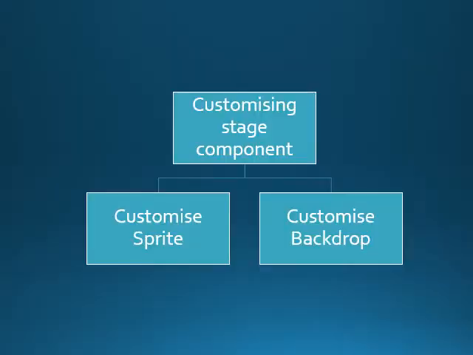Next topic is customizing the stage component. Children, customization is an act of producing the element in a different form. So we can customize the various stage components. The stage components can be customized to appear in various forms. For example, you can customize the sprite and you can customize a backdrop. So in your syllabus, first is customize the sprite and second is customize the backdrop.